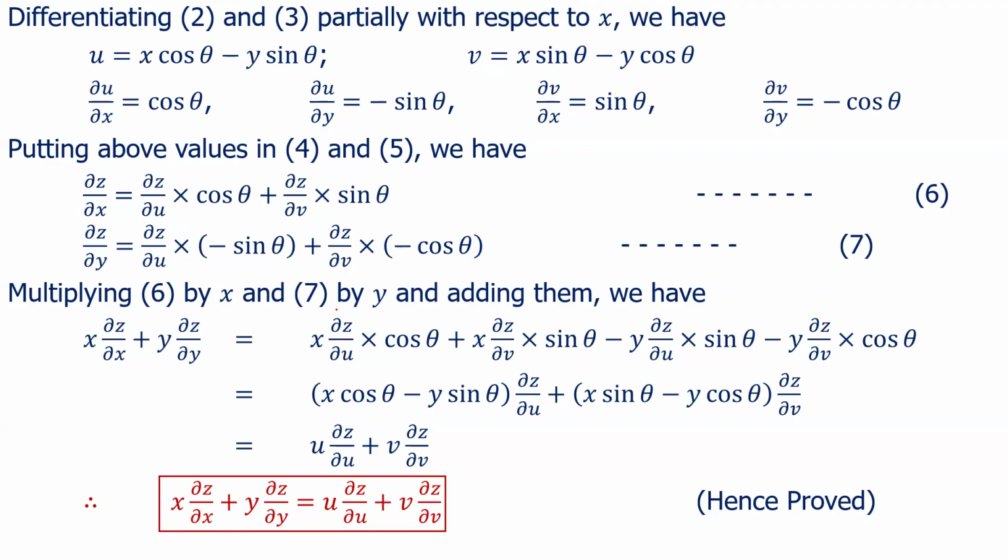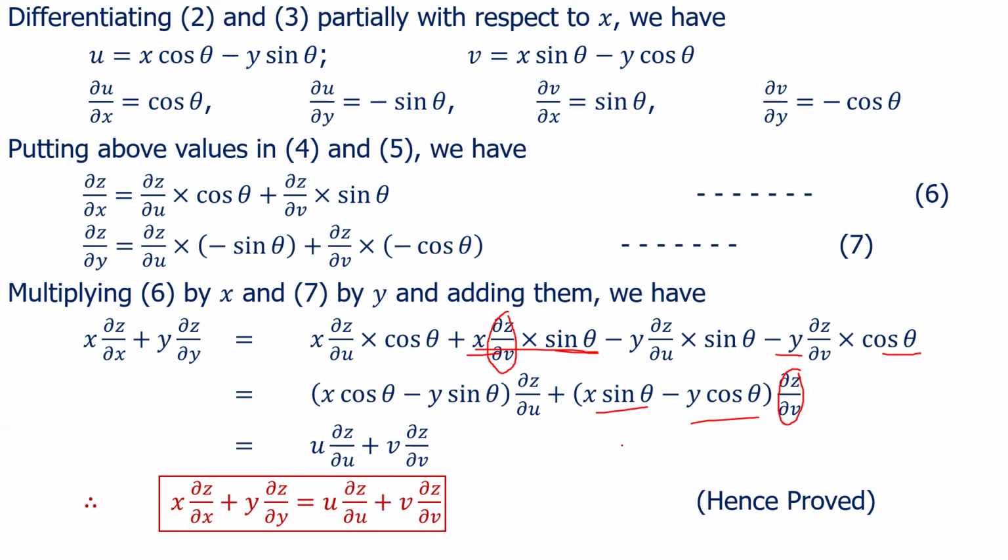Let us take the common derivatives ∂z/∂u and ∂z/∂v. What is the coefficient of ∂z/∂u? It is x cos theta, and again minus y sin theta. So x cos theta minus y sin theta into ∂z/∂u. Now the remaining two terms: ∂z/∂v is common, so x sin theta minus y cos theta.